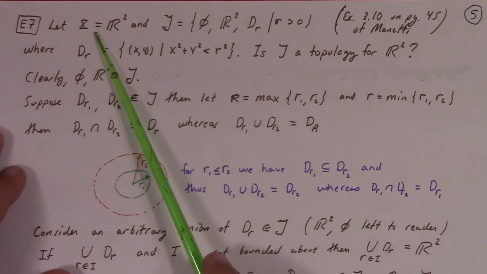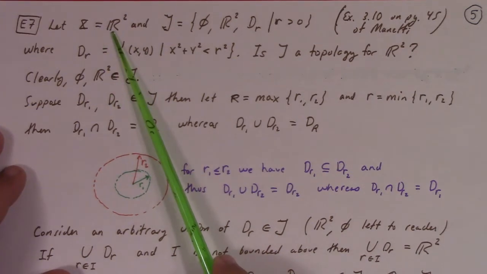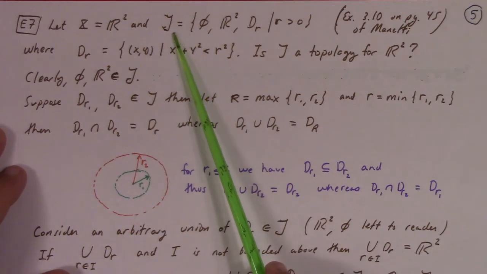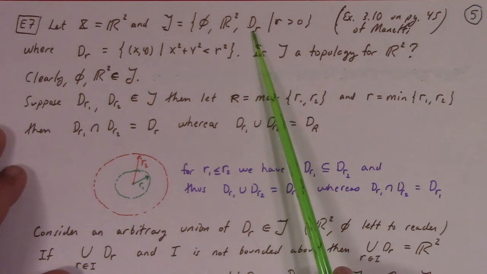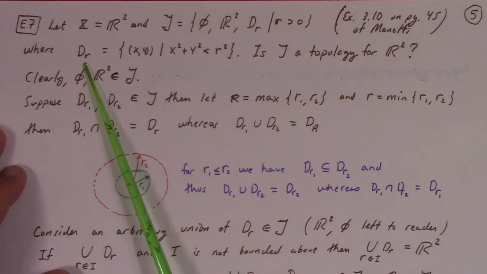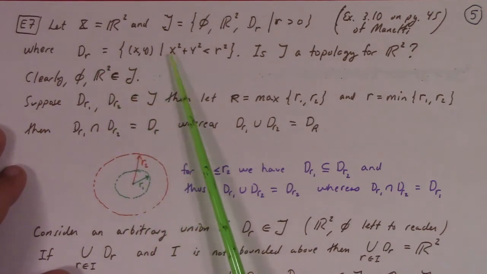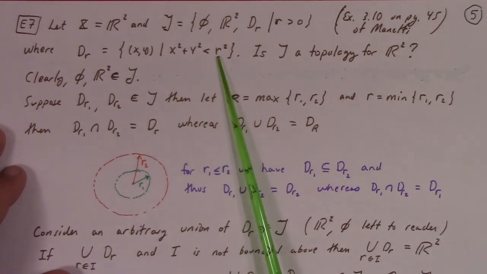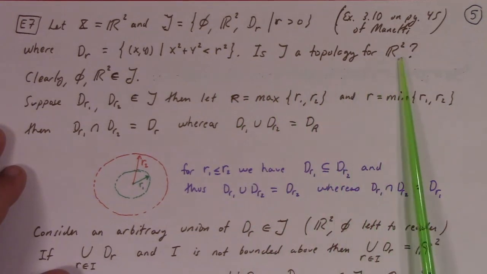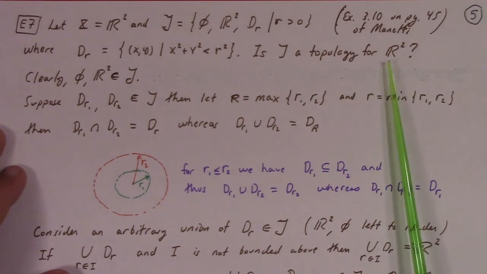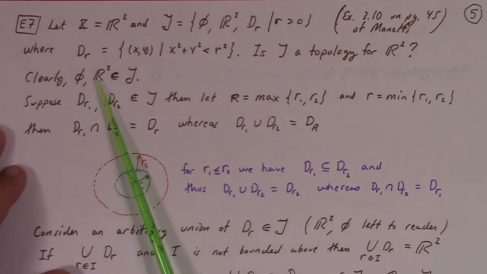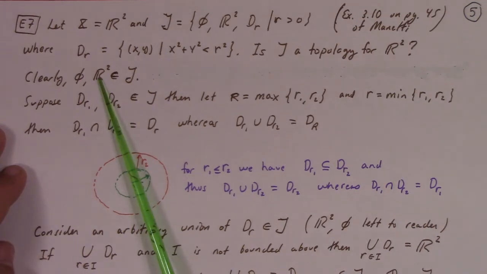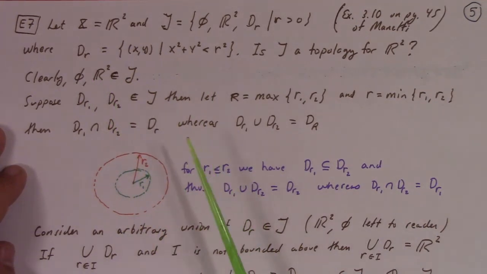So what we have is the plane, R2, and its topology is given by the empty set, the whole plane, and then open disks centered at the origin of radius r. So d sub r is the set of x, y such that x squared plus y squared is less than r squared. The first question the book asks is: is this a topology for R2? Well, first order of business, are the empty set and the whole set in the topology? Yeah, by definition. So that part was easy.